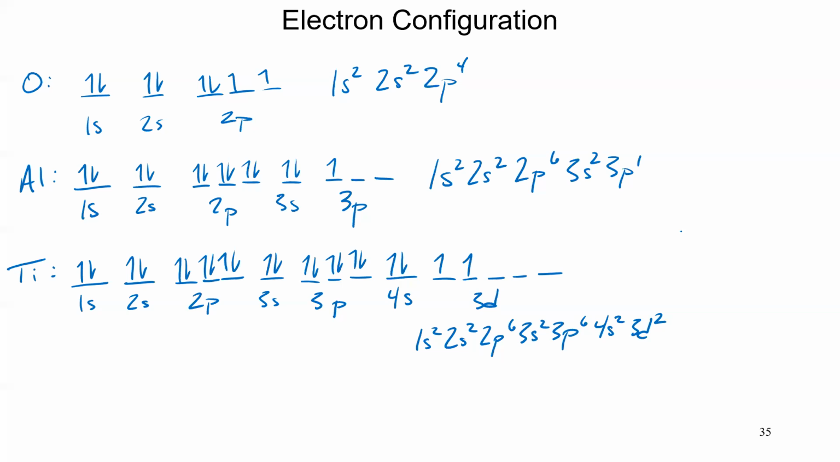So titanium had 22 electrons. Aluminum had 13 electrons. Oxygen had 8 electrons. Let's do one more that gets a little tricky. Let's do selenium. How many electrons in selenium? Maybe that's not so tricky.